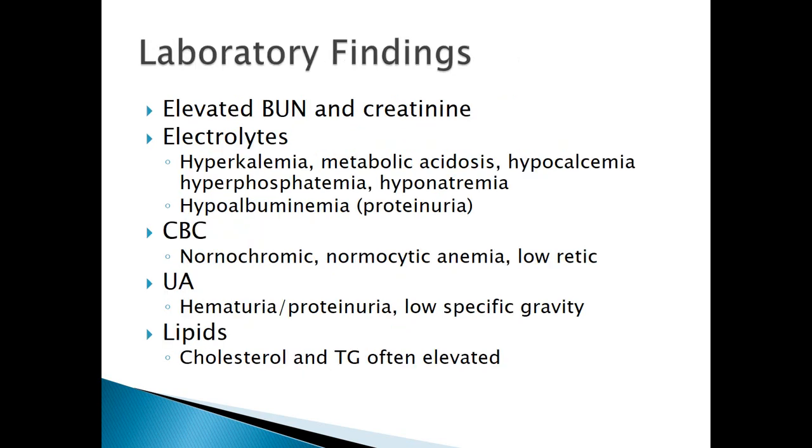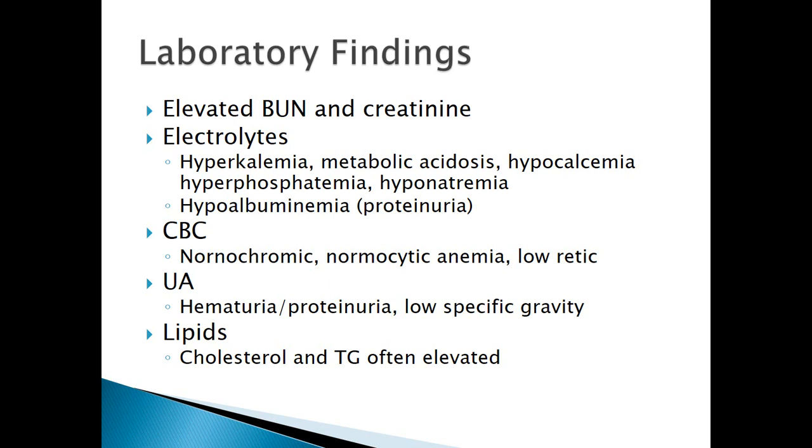So typically in the labs, what we see is, of course, an elevated BUN and creatinine. Children with renal failure usually are hyperkalemic. We see a metabolic acidosis, right? Hypocalcemia and hyperphosphatemia, and they can be hyponatremic as well. If somebody has nephrotic syndrome, we will usually see low serum albumin in their labs.